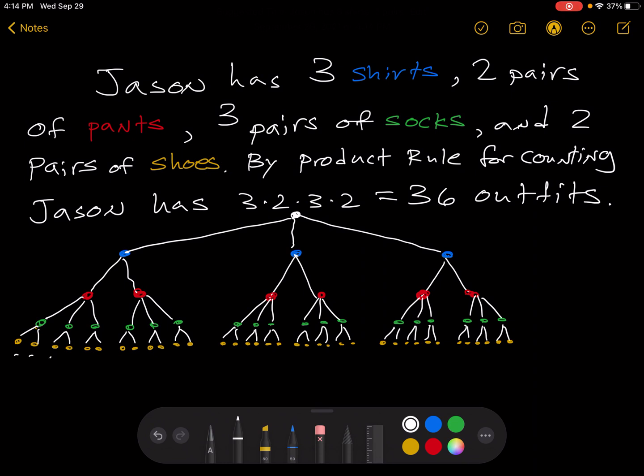1, 2, 3, 4, 5, 6, 7, 8, 9, 10, 11, 12, 13, 14, 15, 16, 17, 18, 19, 20, 21, 22, 23, 24, 25, 26, 27, 28, 29, 30, 31, 32, 33, 34, 35, 36. There's 36. And if you think about what multiplication means, then you can see that, in fact, the product rule for counting works.